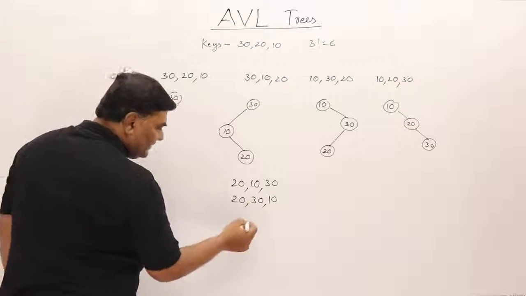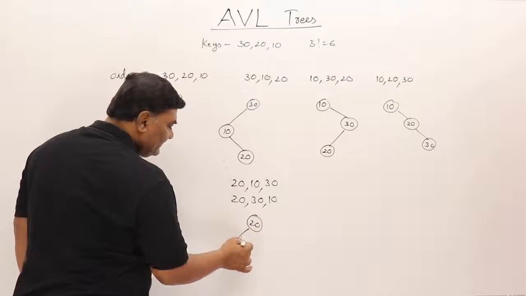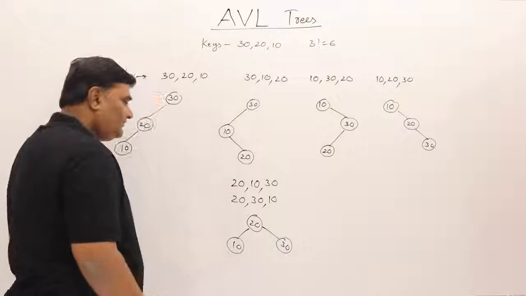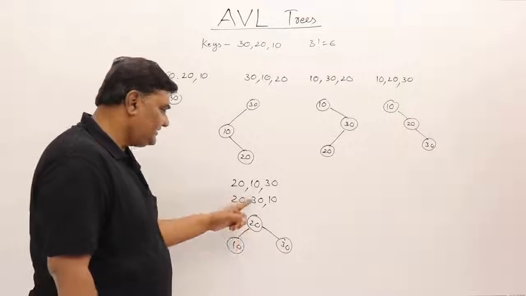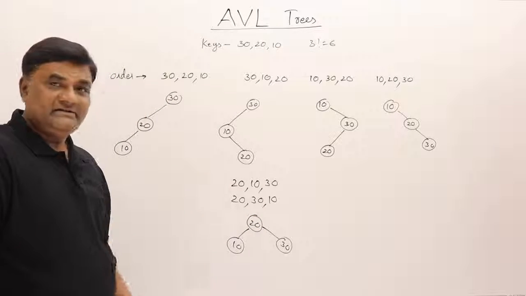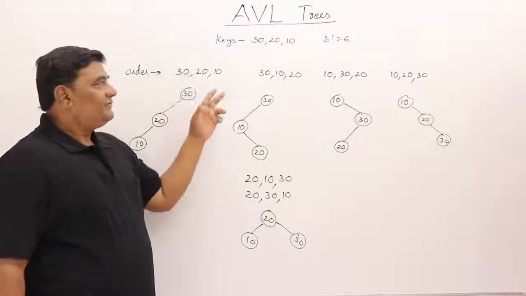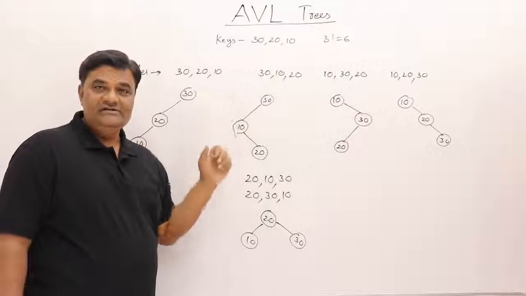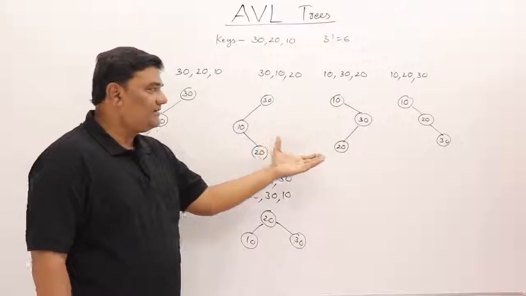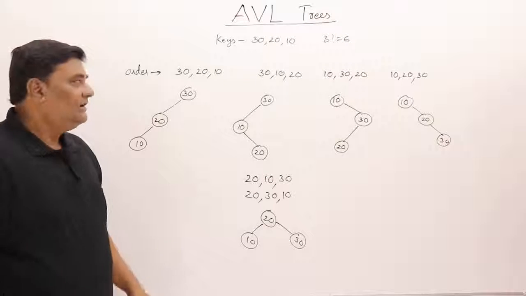Let us create 20. It comes here. 10 is smaller than this, so 10 comes this side. 30 is greater than this, so it comes this side. And for the next order also, 30 comes on the right side, 10 comes on the left hand side. So I am getting a tree like this. So it means that for the same set of keys, if I insert them in different order, I am getting different shapes of binary search trees.